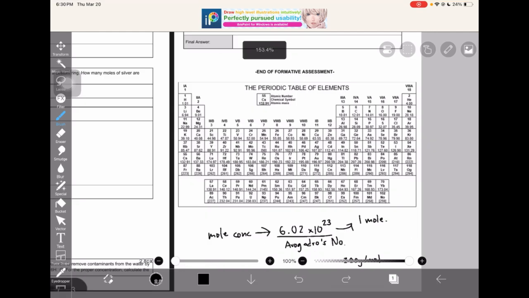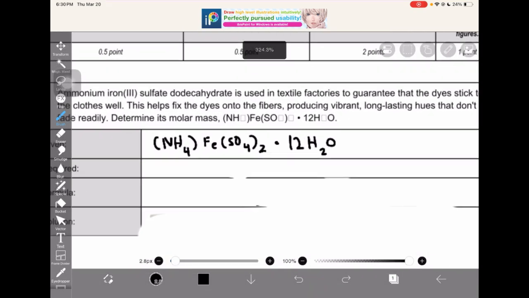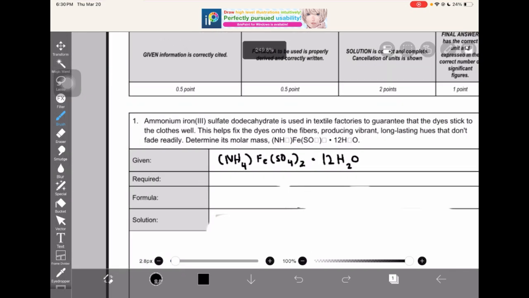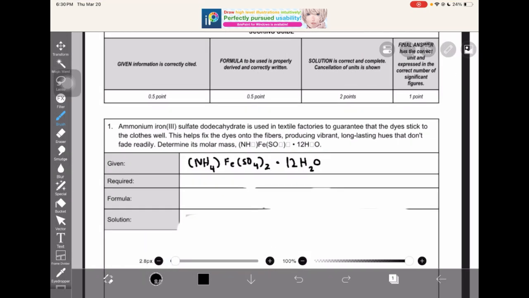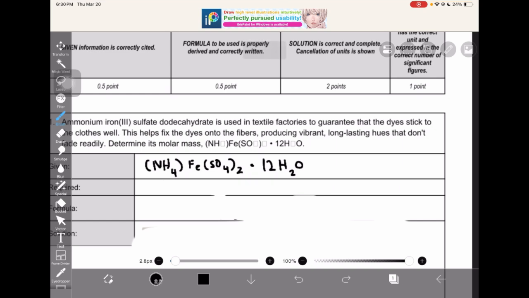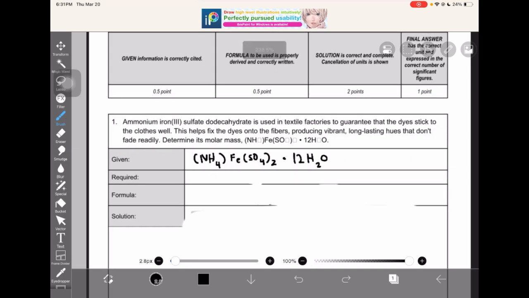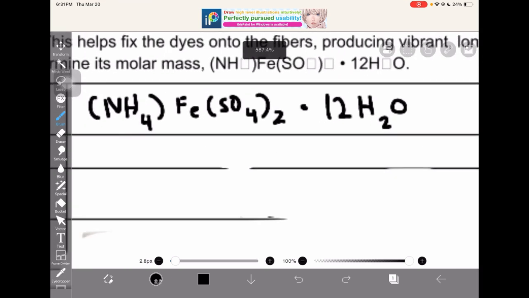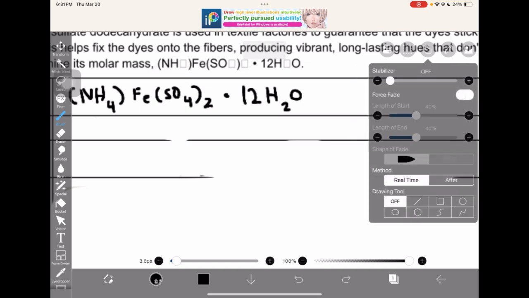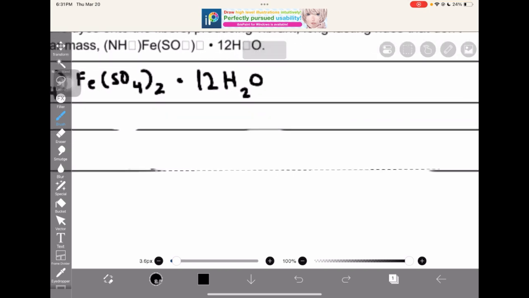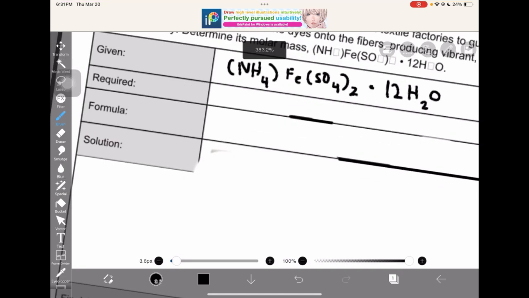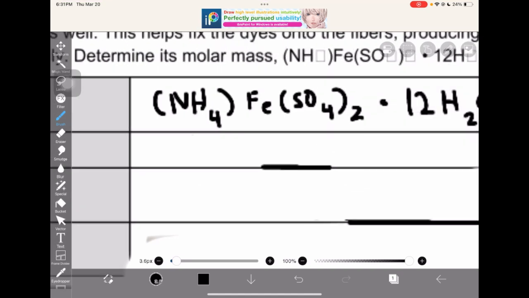Alright, so let's get started, shall we? I have already given some things that were corrupted, such as this one, so yeah. So let's read it. First problem. Ammonium iron 3 sulfate dodecahydrate is used in textile factories to guarantee that dyes stick to the clothes well. This helps fix the dyes onto the fibers, producing vibrant, long-lasting hues that don't fade readily. Determine its molar mass. So starting off fairly simple, although this is most certainly one of the harder ones for molar mass. Let me just repair the damages here. Okay, there, much better.